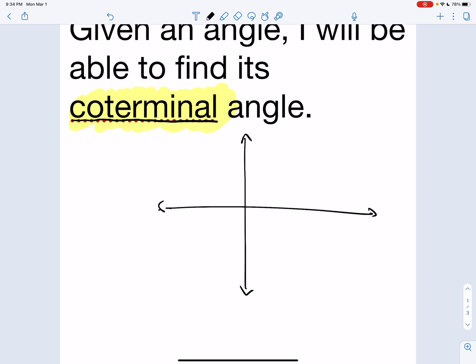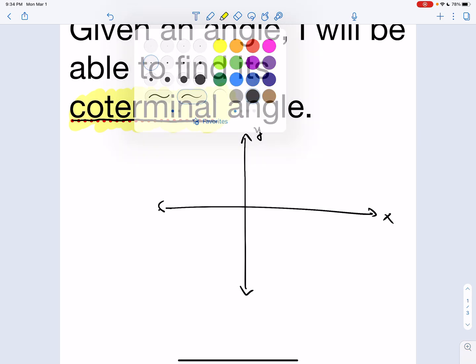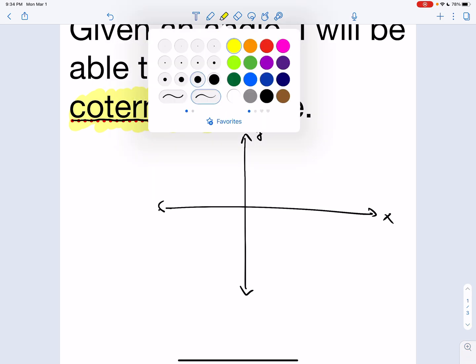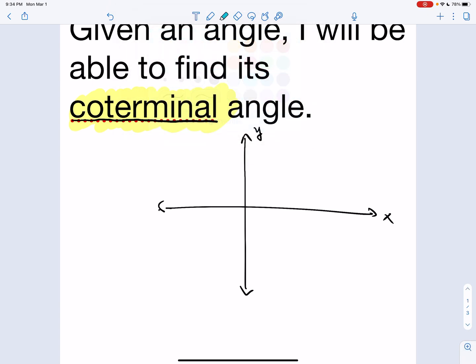Okay, when you think about the x and y axis, when you make an angle, you start off on the positive x-axis. This right here is called your initial side. Okay? And then your angle opens up this way, and eventually it stops.